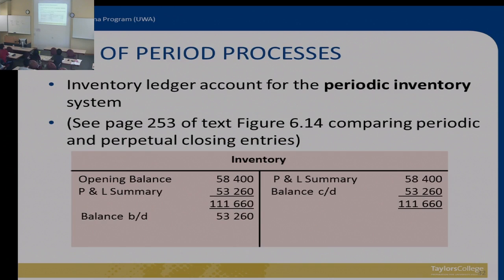This just shows you what you've actually done with those two journal entries on the previous page. Okay, we've got our inventory at the beginning of the period, 58,400. When you do the closing account, the first closing entry, you would credit your inventory account here. That's the other side of the journal entry. And then you're putting in your new balance, so you're ending up with 53,260 as your ending inventory balance. Okay, from that, two journal entries in the closing process for the periodic system.